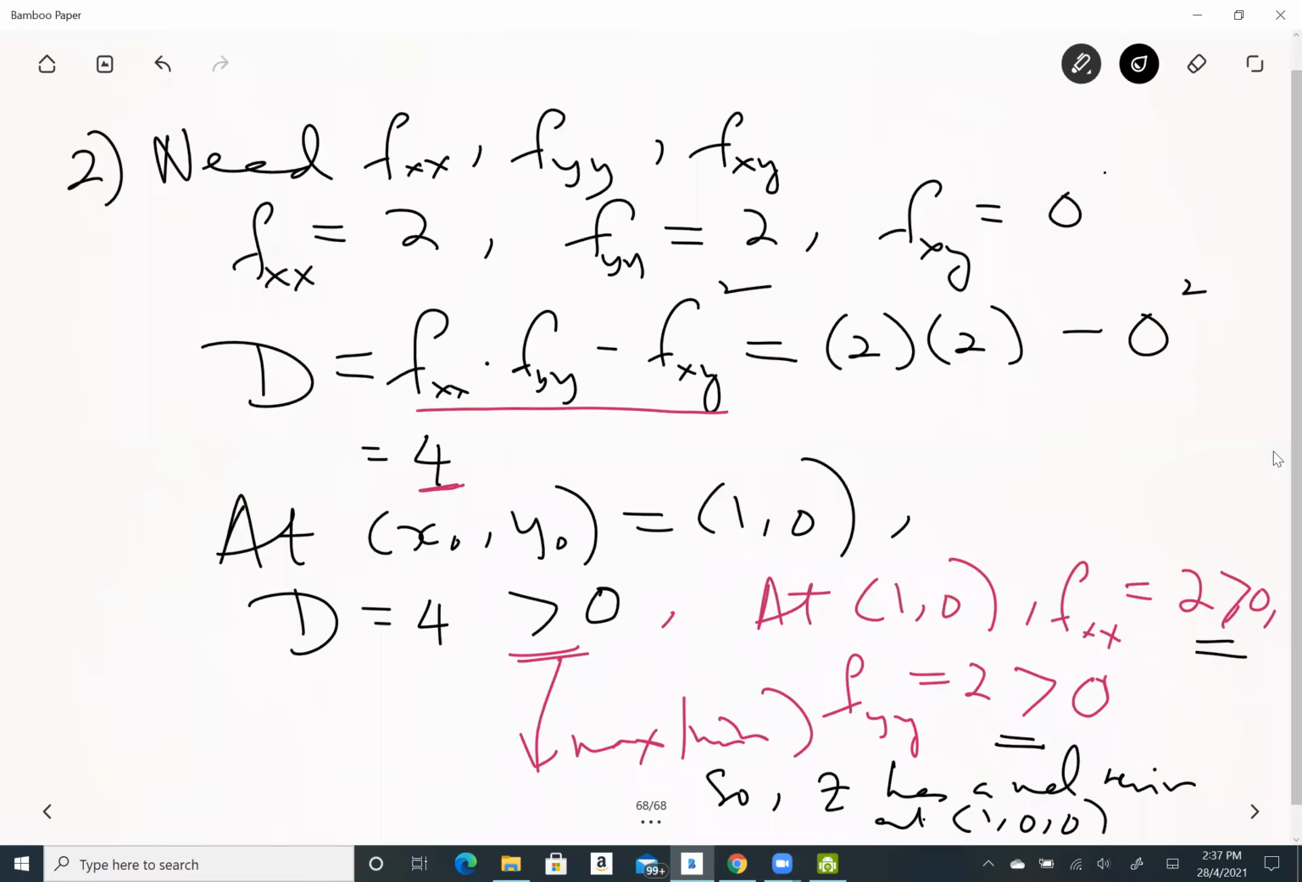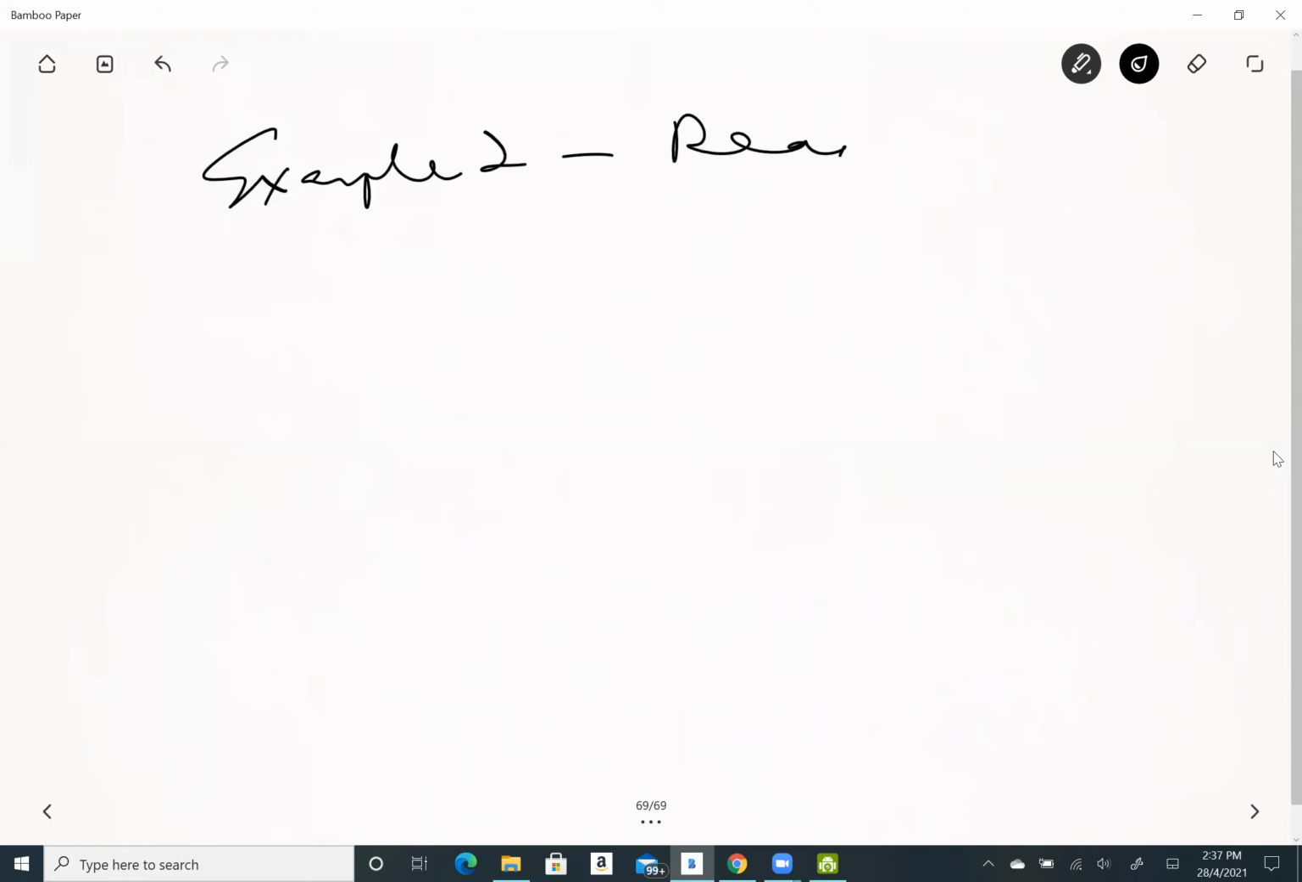So look at example number 2. In the second example, where you have a saddle point, you put in the critical point, you find the critical point, and then compute the value of D. The value of D is negative, so that's it. You don't have to proceed any further. That will be a saddle point. So example number 2, I would like you to read later, and look at the diagram because it's a saddle point.